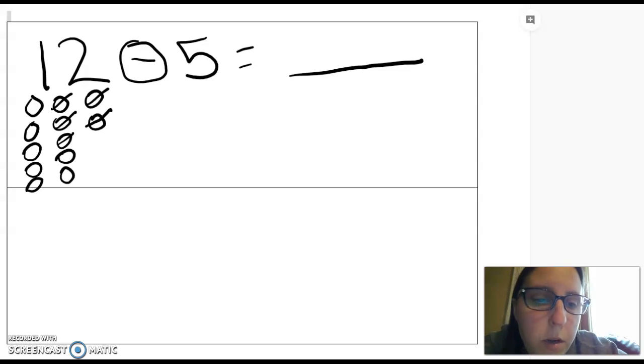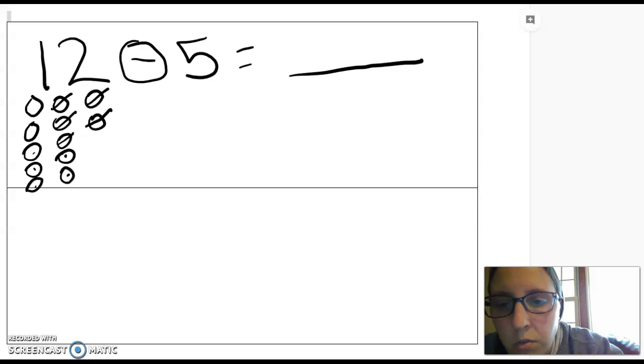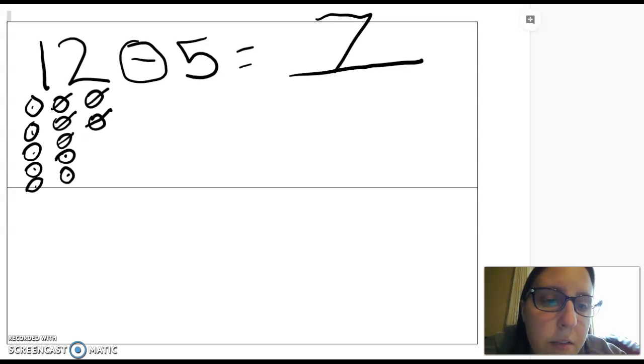Now we're going to count how many we have left to determine our answer. 1, 2, 3, 4, 5, 6, 7. We have 7 left over. So we started with 12 and we took 5 away and we have 7 left. 12 take away 5 equals 7.